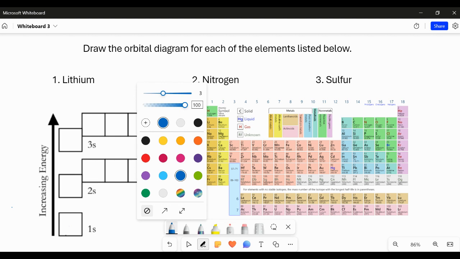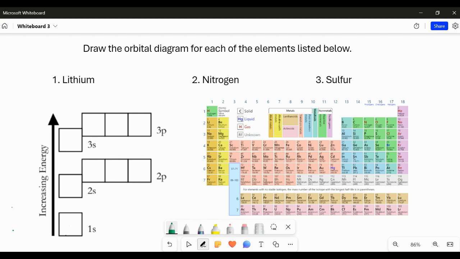Let's move on to the second one, nitrogen. Nitrogen is atomic number 7, which means it has 7 electrons. So again, because of the Aufbau principle, we're going to start putting electrons in the lowest energy level. Put one right there. Follow it up with a second right there. And they're spinning in opposite directions because of the Pauli exclusion principle. So now we can move on to the next energy level. 1, 2. So we've used up 4 electrons. That means we have 3 left.